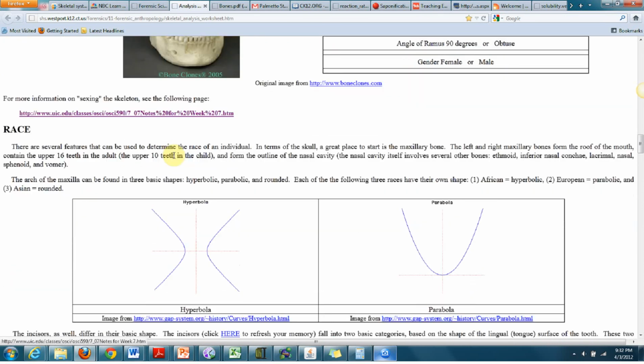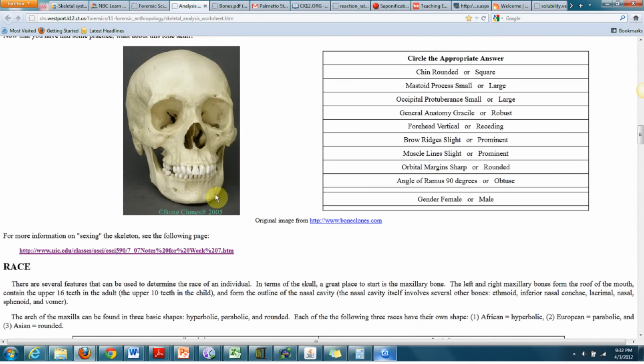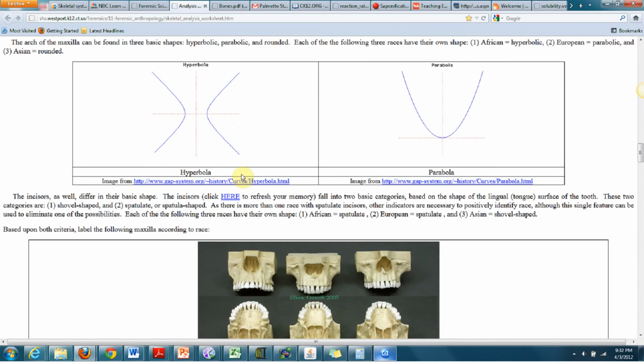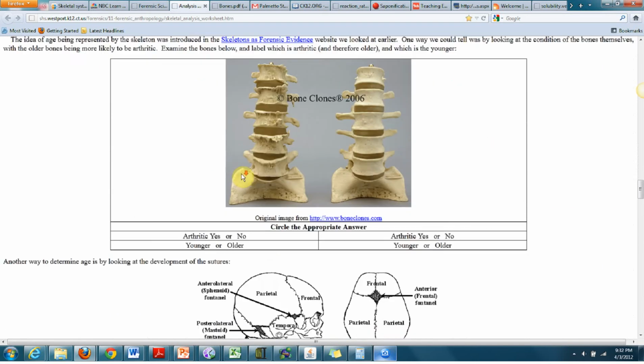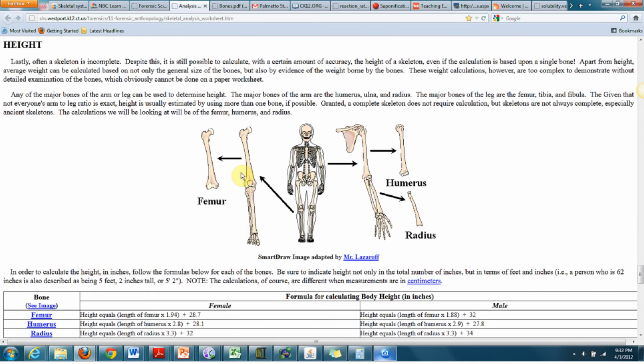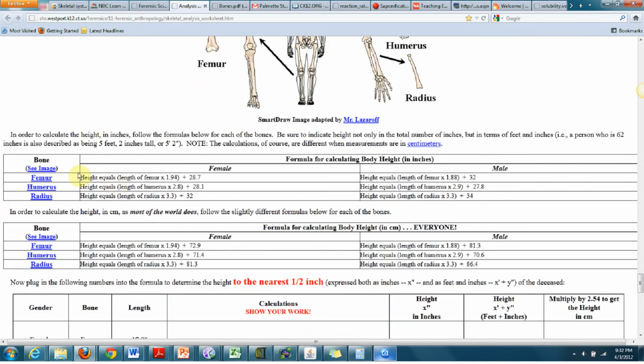And then it gives you a third one as well with respect to just looking at one skull so that you don't have anything to compare it to. Then you'll read a little bit about race, go back through some of the age information, and then significantly here at the bottom is the information about height. And you're given some very detailed information about calculating an estimated height for an individual based on the size of bones.